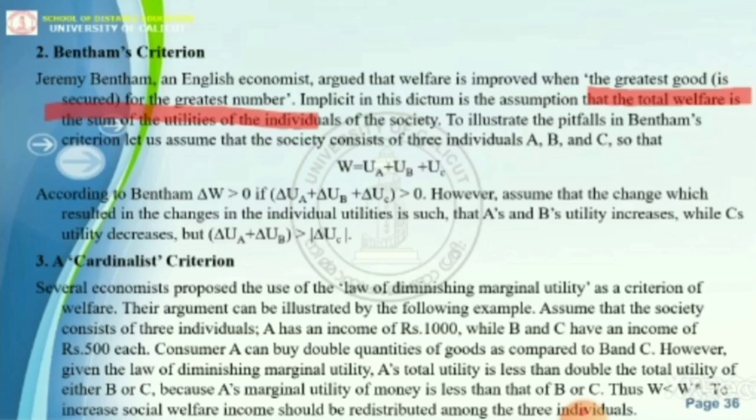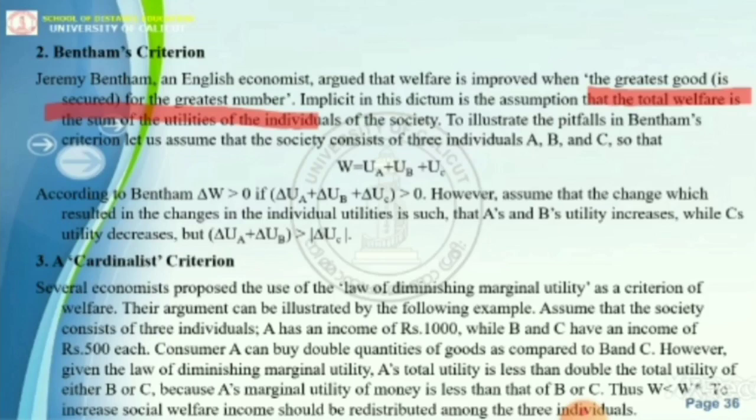Okay. Next criterion is the Cardinalist Criterion. Several economists propose the use of the law of diminishing marginal utility as a criterion of welfare. Their argument can be illustrated by the following example. Assume that the society consists of three individuals. A has an income of rupees 1000 while B and C have an income of rupees 500 only.